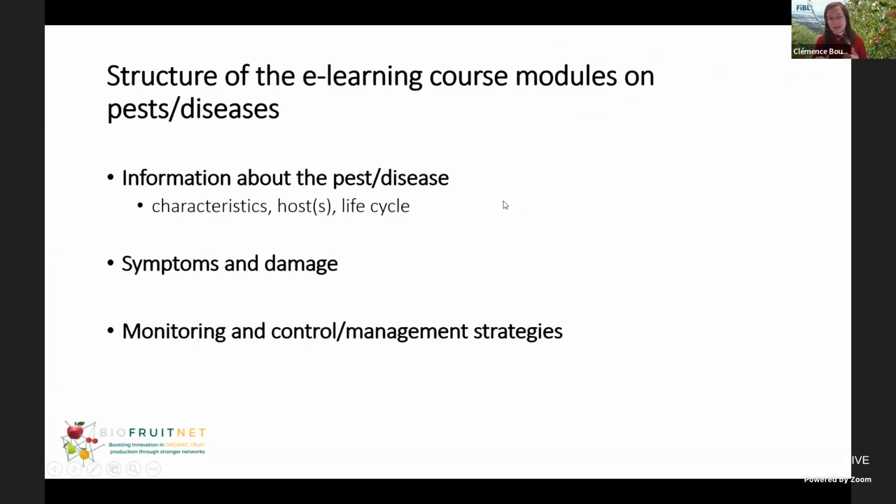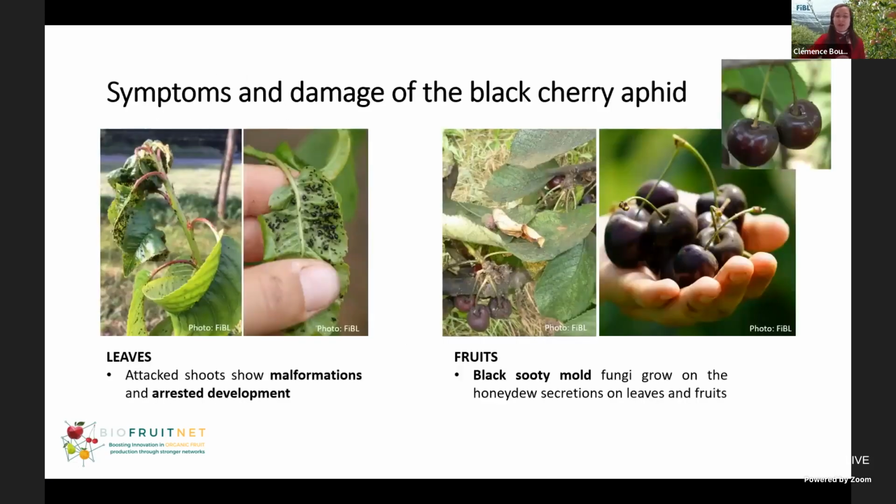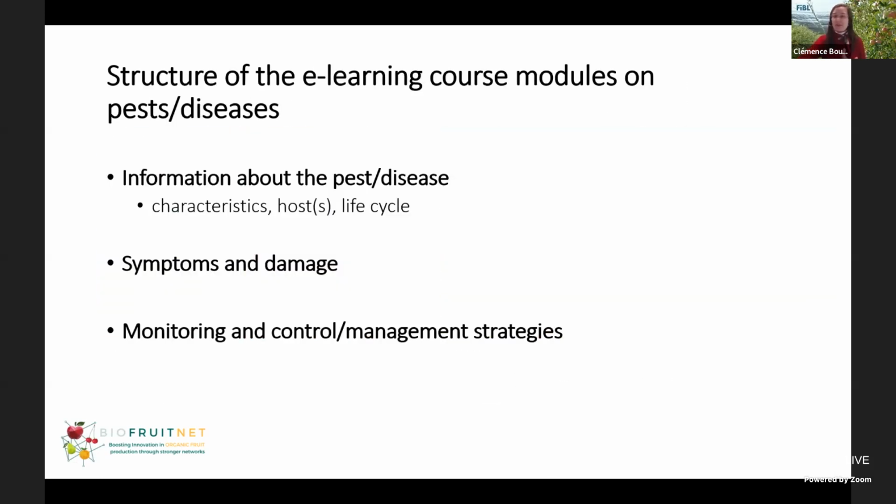So using the example of the black cherry aphid, which is a major pest in organic cherry production, I will show you the structure of the e-learning course modules for pests and diseases. They have 3 key elements. First, for each pest and disease, we show you information including characteristics, the hosts, and the life cycle. Then we show you the symptoms and damage, so you can recognize them in the field. And then we give you monitoring and control management strategies, so you can effectively tackle the problem.